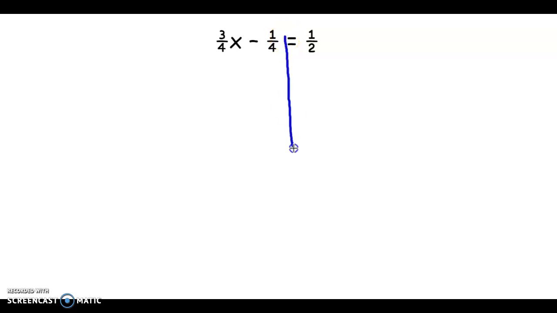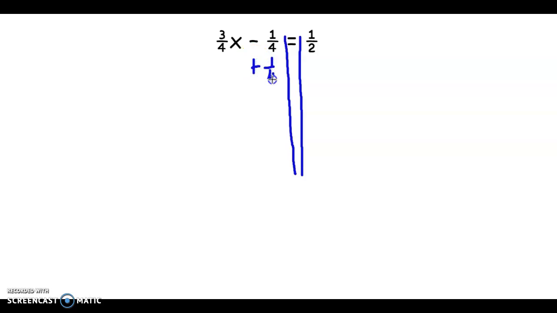I'm going to go ahead and start by drawing my ladder. Remember, anything I do on one side of this ladder has to be done on the other side of the ladder as well. First thing I look for is a constant. The constant on this side is the -1/4. I need to zero that out to get x's by themselves. In order to zero out that -1/4, the opposite would be adding 1/4 or a +1/4.